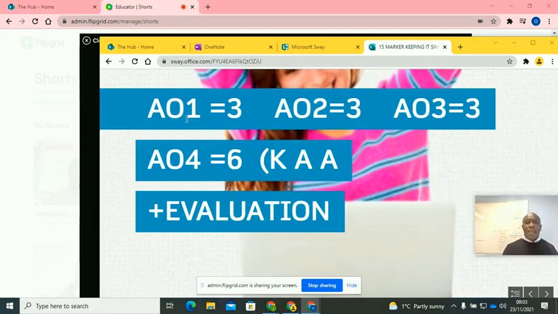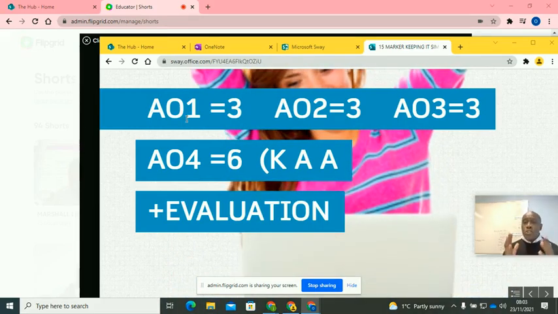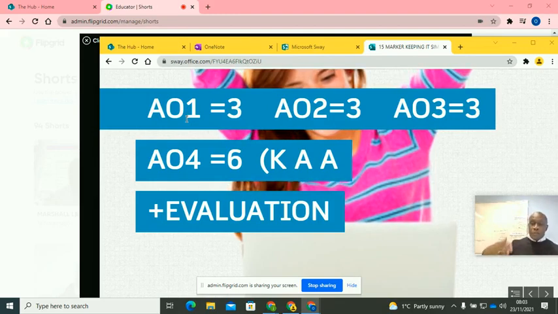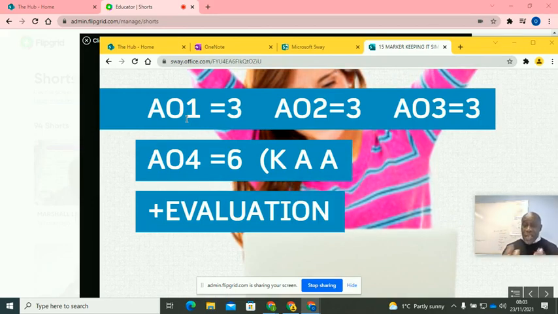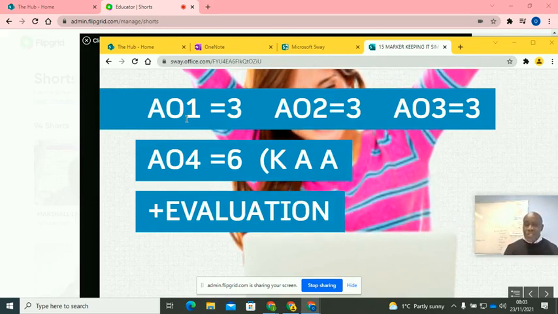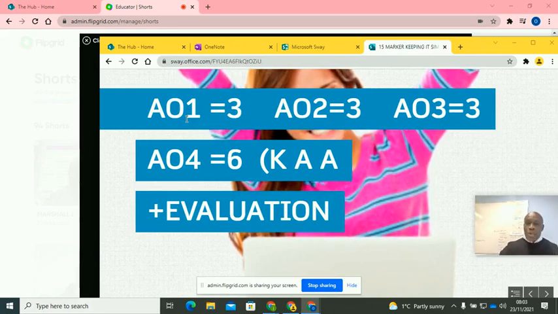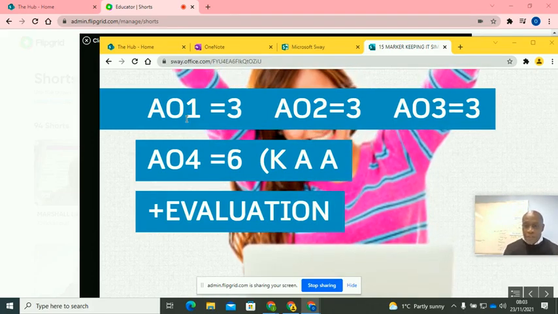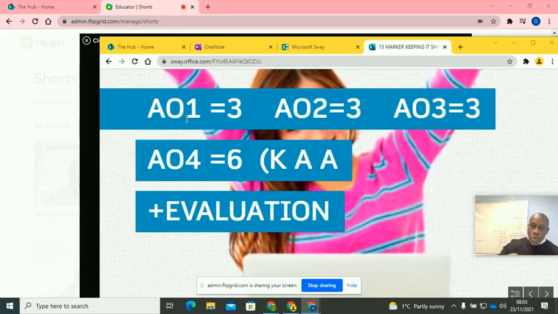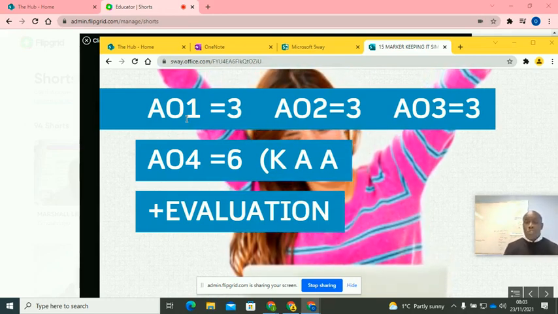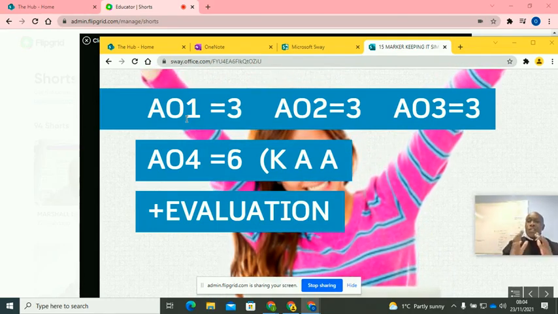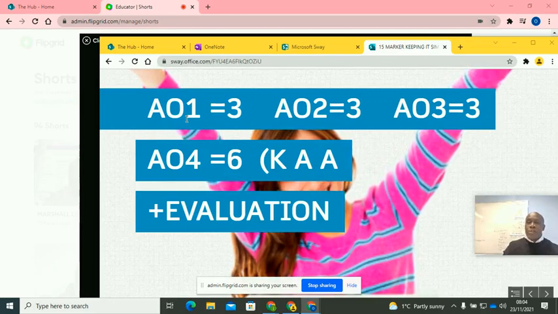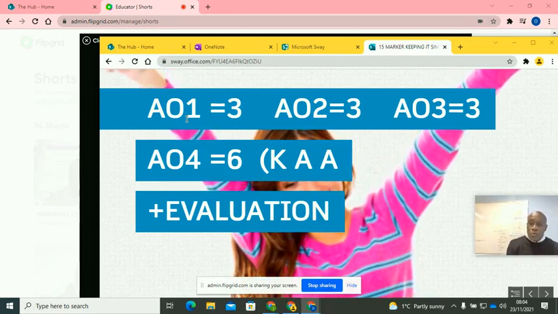The first one is AO1, which is knowledge. I'm going to do another video on how you can maximize your knowledge marks. But knowledge does not mean just definitions. Definitions can help, but it's showing that you understand the theories and the key points around that particular question. Please don't just cram definitions. You need to be able to explain how it's relevant to what you're being asked.